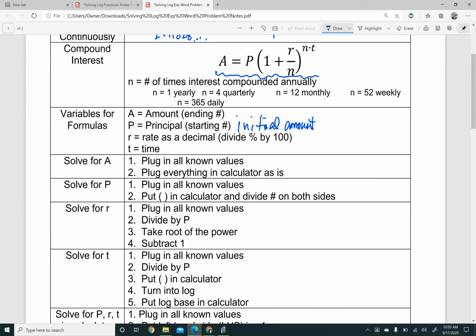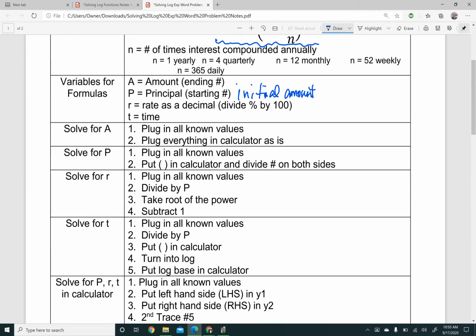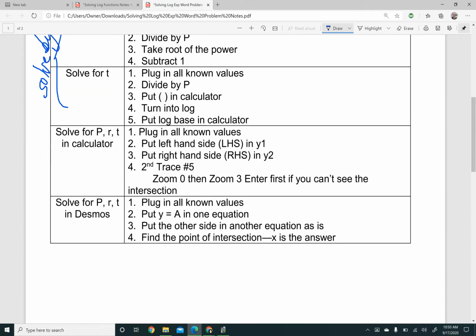So I've given you all these directions on how to solve for A, P, R, and T. This is how you would solve by hand. Do you need to be able to solve by hand? For those of you in the honors class, probably. There's lots of things that you should be able to do by hand. But when in doubt, you can always plug it in your calculator, which is what these things down here are for. So these are your calculator methods, and this is what I'm going to show you today. I'm going to show it to you in your regular calculator, and this is mostly Desmos because most of you are using Desmos.